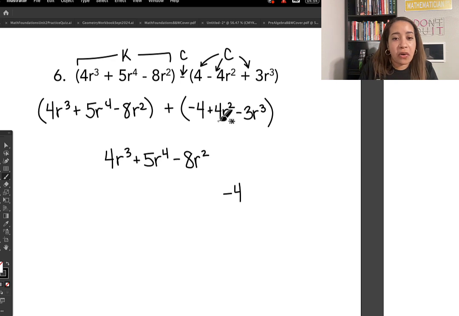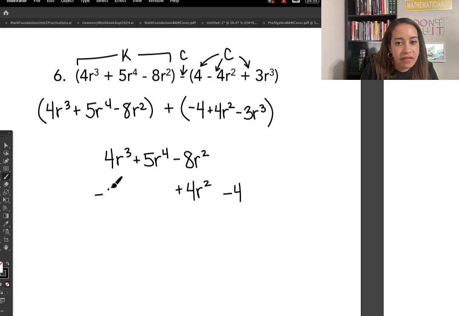Next, I'll put our 4r squared under our negative 8r squared. So that's a positive 4r squared. Our negative 3r cubed matches with our 4r cubed. So here is negative 3r cubed. Now I've stacked up all of the pieces that look alike, and I can add them up.